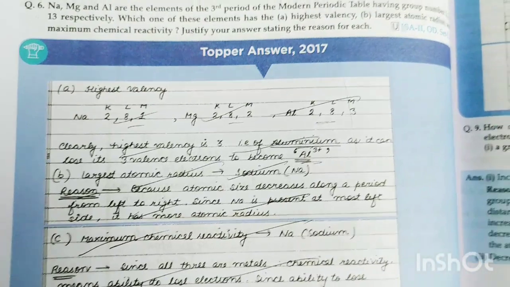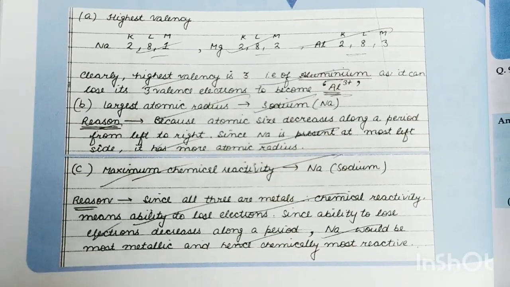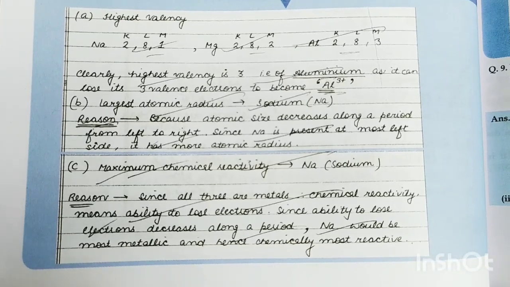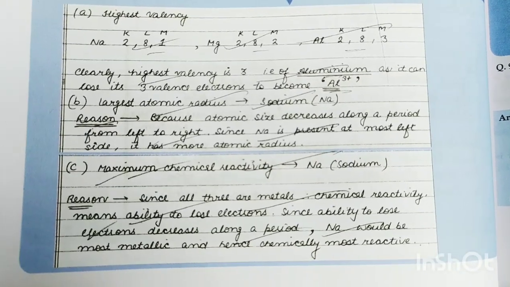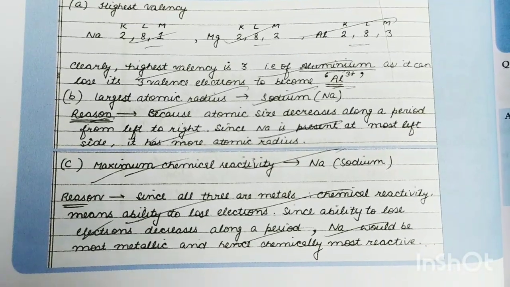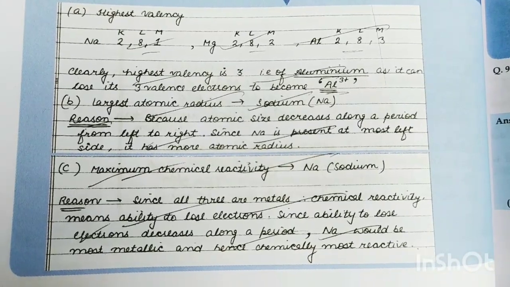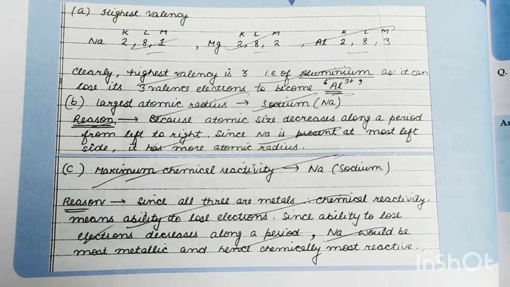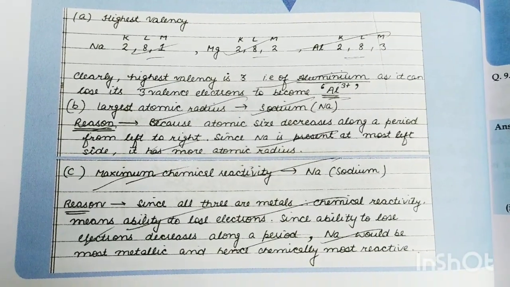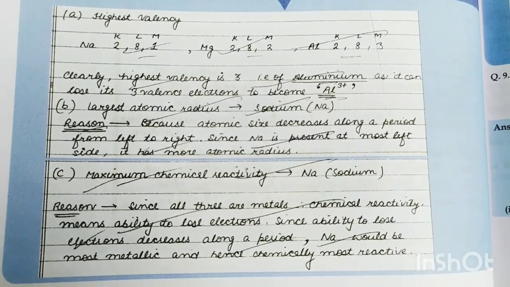So this is the answer of the topper. You can write in your own words. You just need to be clear about the concept: when we go from left to right in a period, what will be its valency? Will it decrease or increase? Will the metallic character decrease or increase? We need to understand that concept.